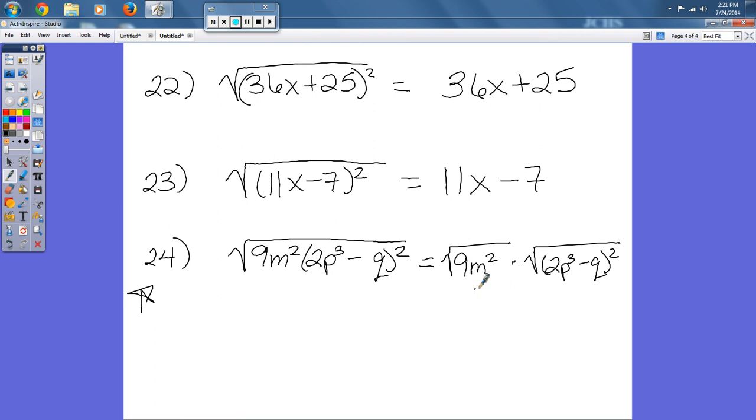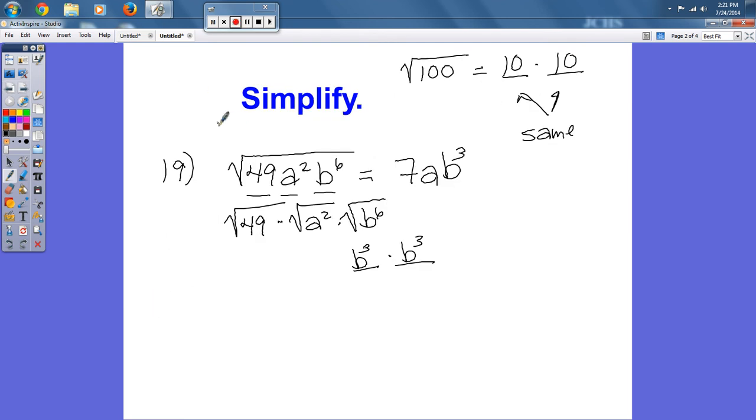Now this looks a little easier because I know what the square root of 9m squared is, don't I? What is the square root of 9? That's 3. The square root of m squared is just m. I'm going to multiply that by what the square root of this is, and that's just like these problems we've been doing, so that's 2p to the 3rd minus q. You could leave the answer this way, but go back to what our directions said. Our directions said to simplify.